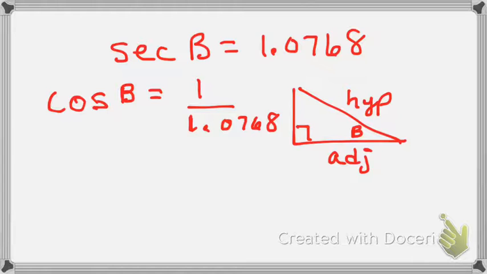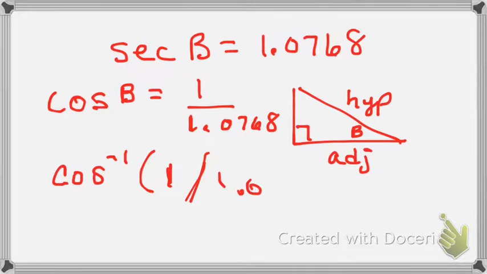So on your calculator screen, I'll write this in your notes. Your calculator screen is going to look like this: inverse cosine of 1 divided by 1.0768. Sorry, my stylus is not working well, so I use my finger. 1 divided by 1.0768. Okay, so that's what we're going to type in the calculator.